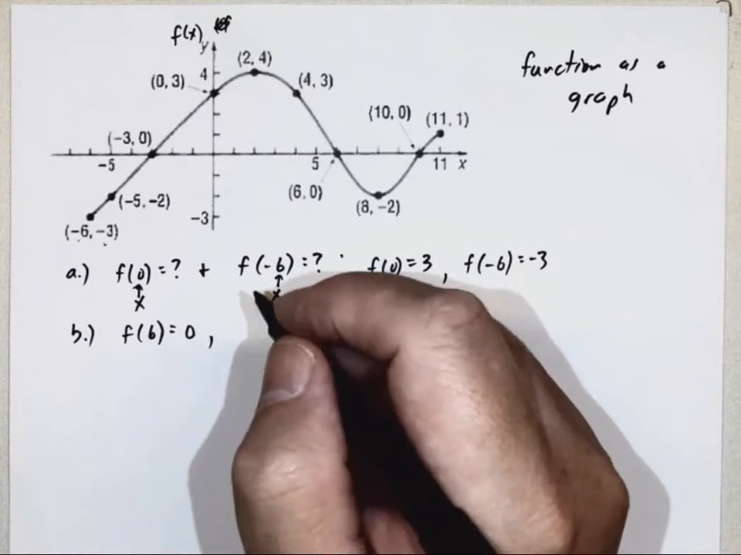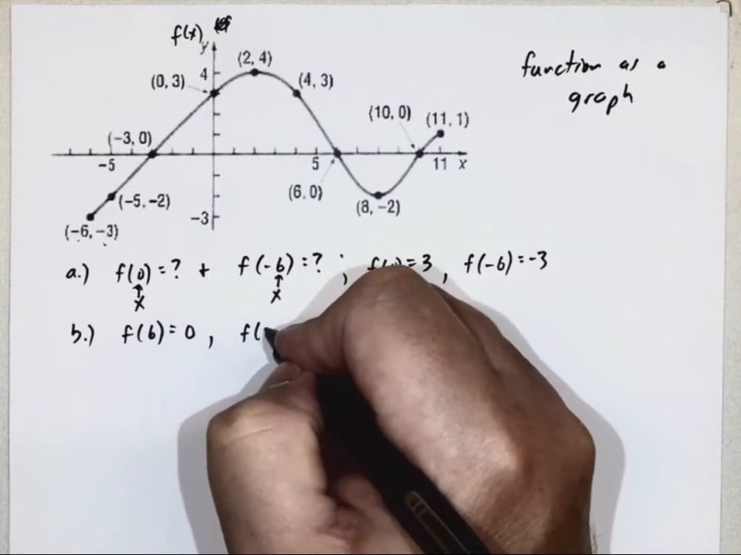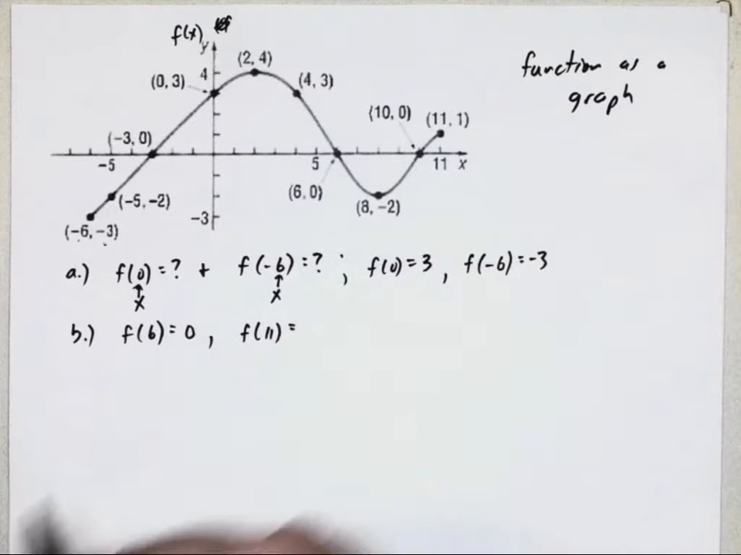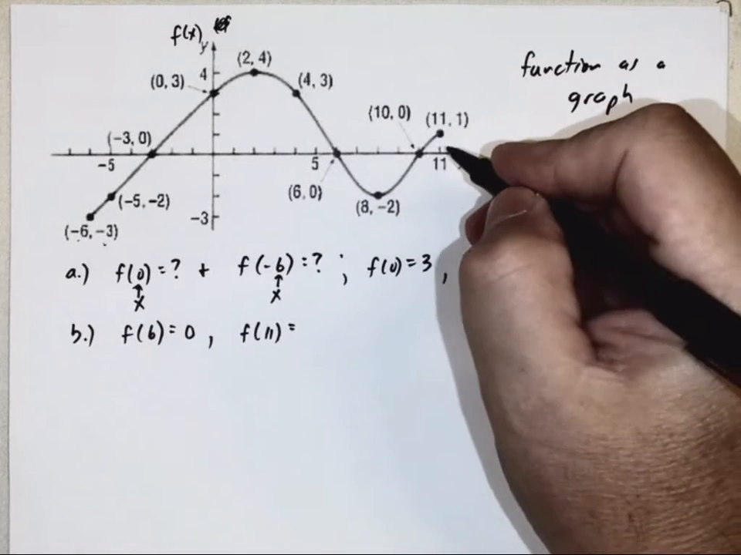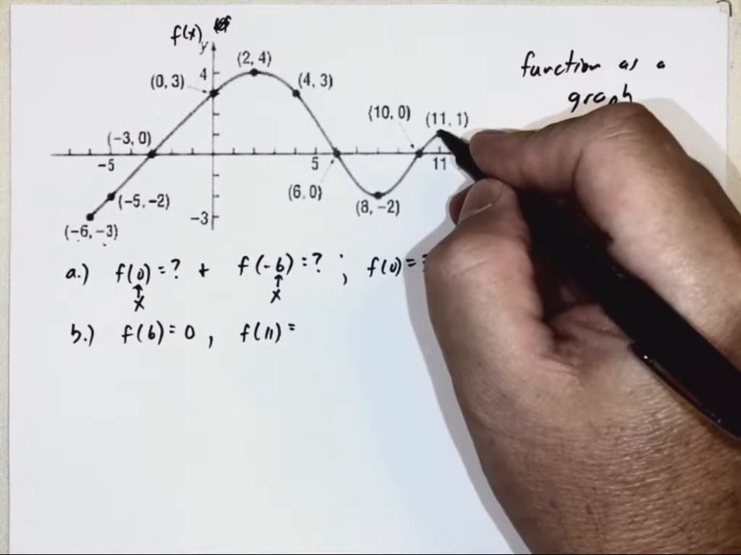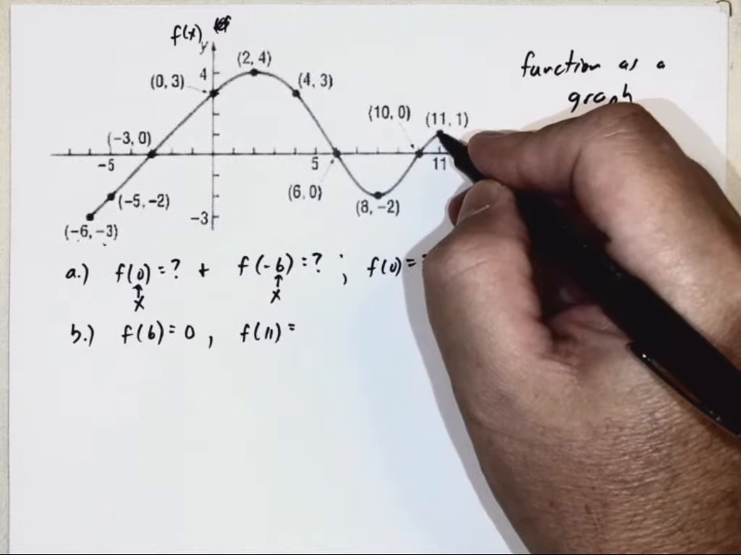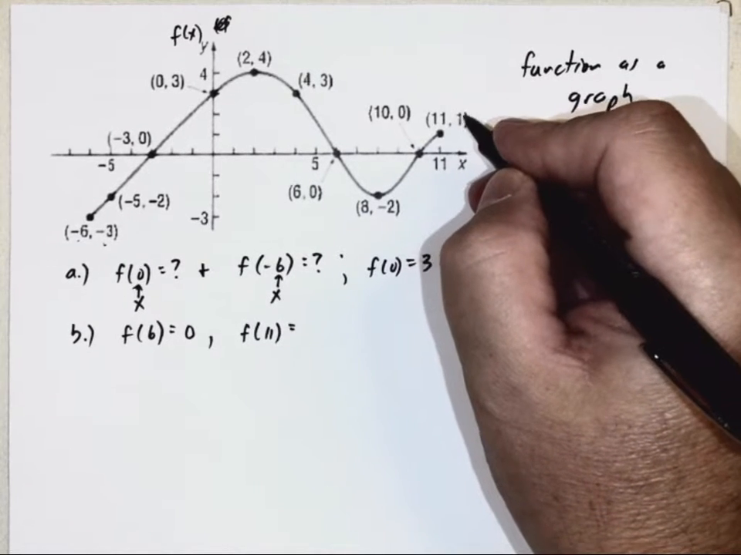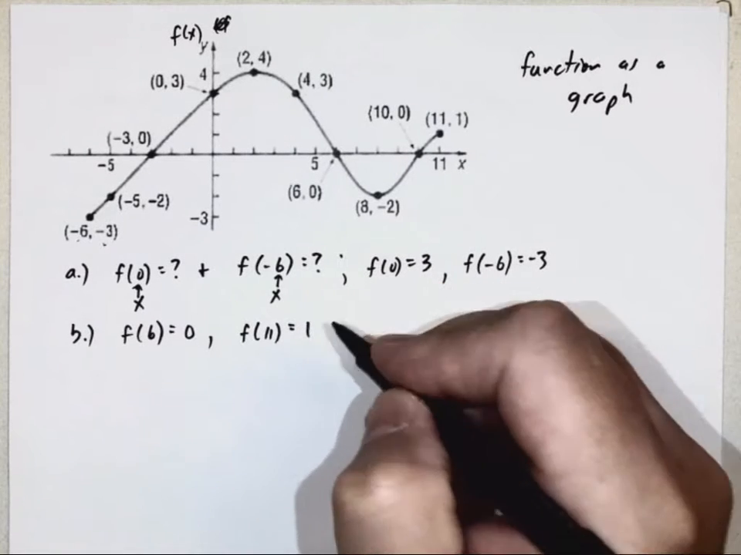And they also say, what is f of 11? So I'm going to go on my graph and find the graph where the value of x is 11, which is right here. And what's the function at this point? What's the value of y? It's 1.